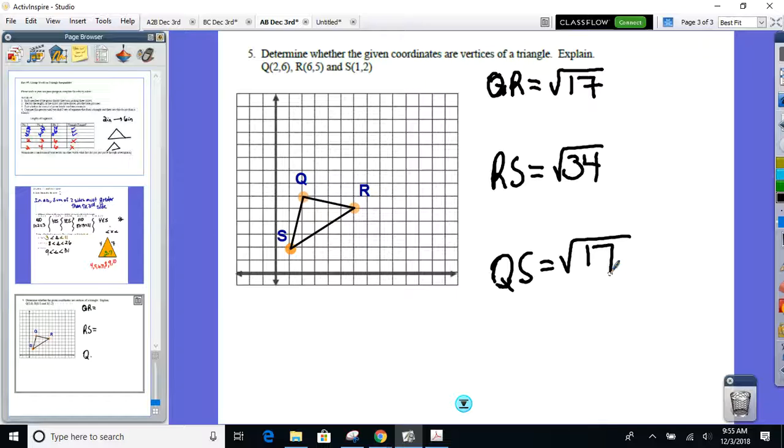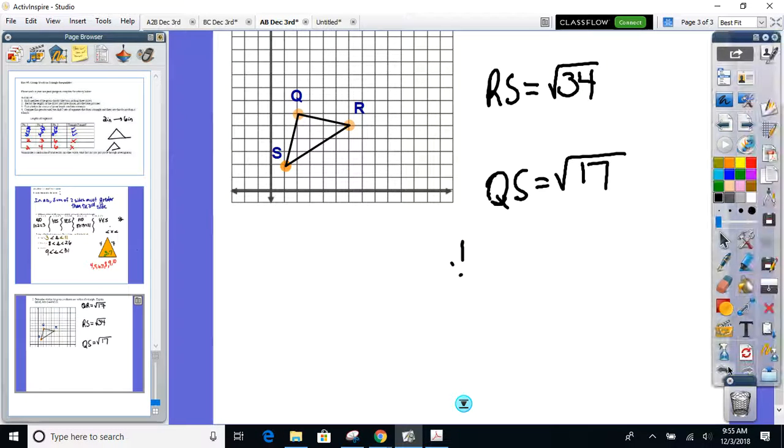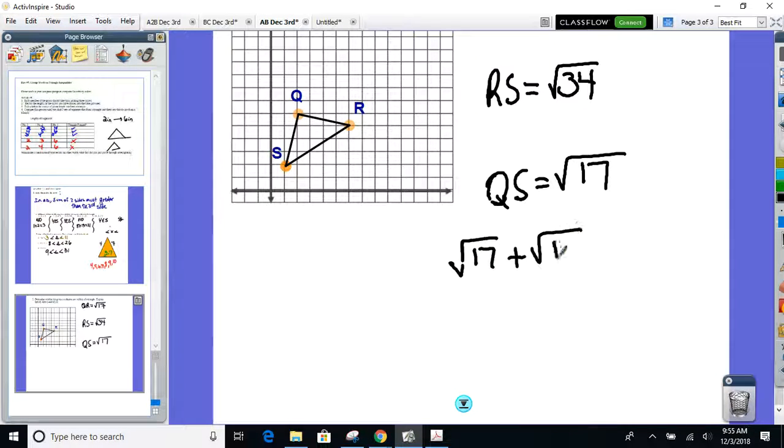All right, so using these side lengths, is it a triangle or not? Well, I don't need to test every two sides and see if it's greater than the third. I just need to do the two smallest ones. So what are the two smallest sides up here? Radical 17 and radical 17. So what I need to test is the square root of 17 plus the square root of 17, is that bigger than square root of 34?